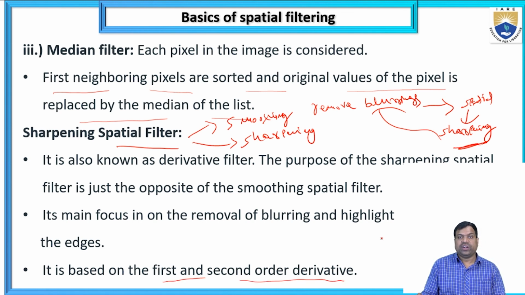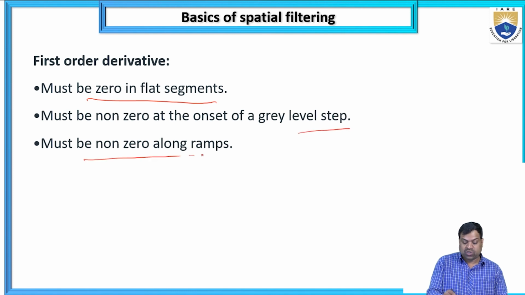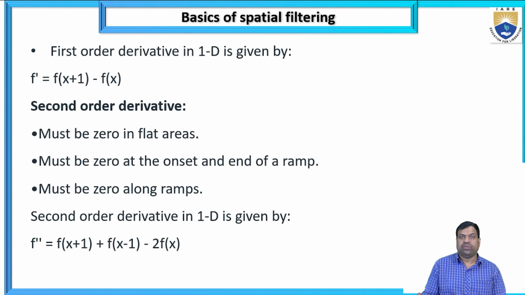second order derivative. The first order derivative must be 0 in flat segments, must be non-zero at the onset of a gray level step, and must be non-zero along ramps. These are the first order derivative properties. It must be 0 in flat segments. Flat segment means all segments are at the equal level. Non-zero means the segments are not equal. That is a gray level step. It must be non-zero along ramps. That is the first order derivative.